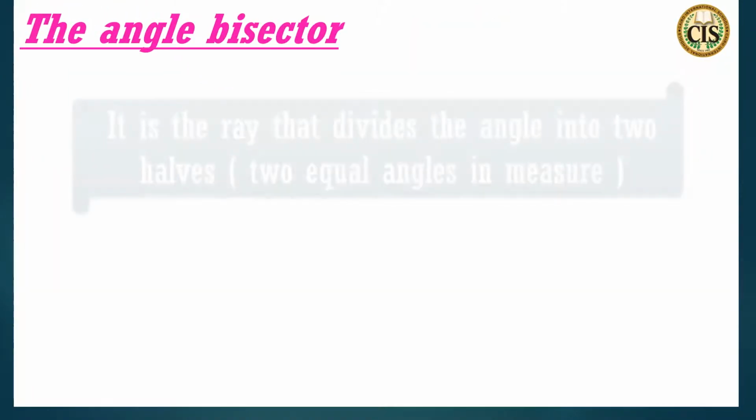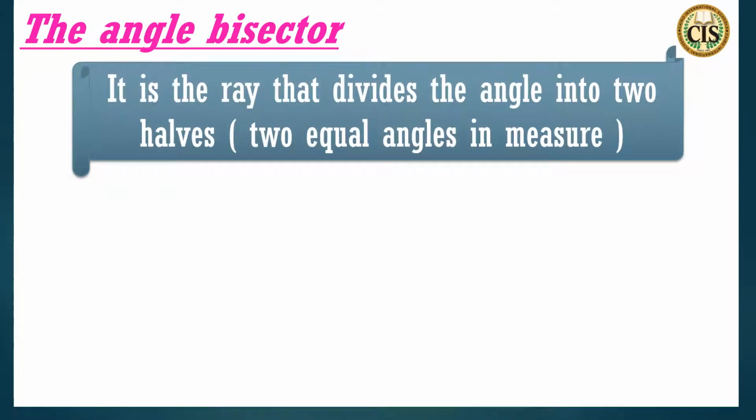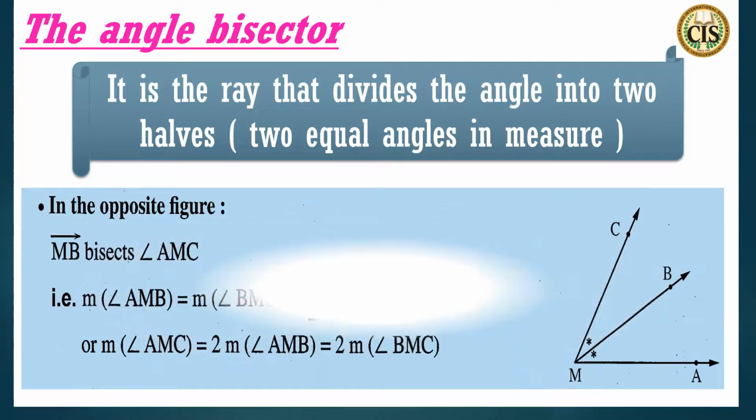The angle bisector. It is the ray that divides the angle into two equal angles in measure. In the opposite figure, MB bisects angle AMC. Then measure angle AMB equals measure angle BMC, which equals half the measure of angle AMC, or measure angle AMC equals measure angle AMB plus measure angle BMC.